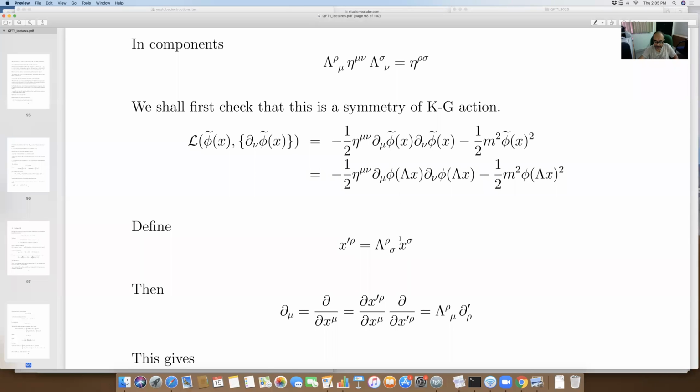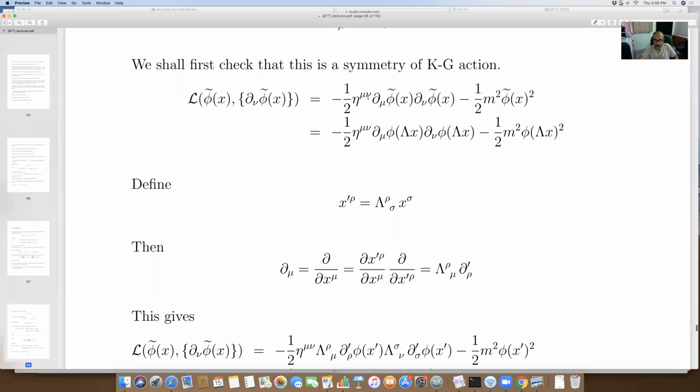So if we define x prime this way, now this becomes simple. Lambda x I can replace by phi of x prime. But this is still a derivative with respect to x, right? So you have to convert this somehow to a derivative with respect to x prime if we want to bring the thing into the original form. That can be done by the chain rule.